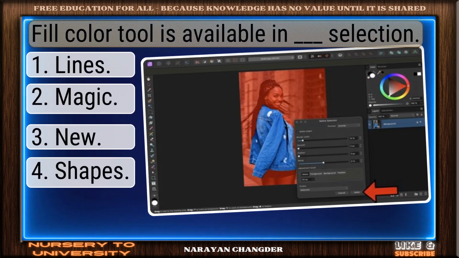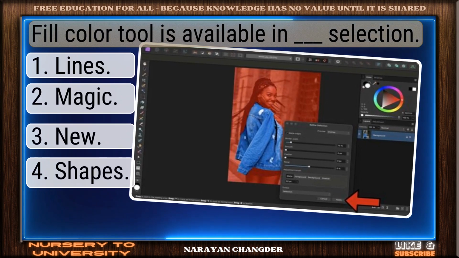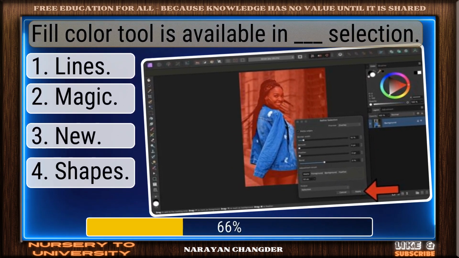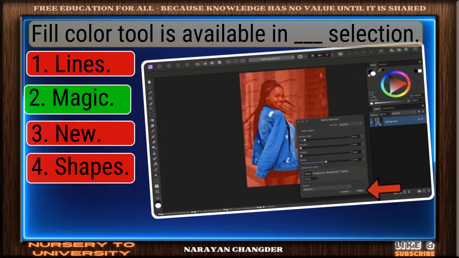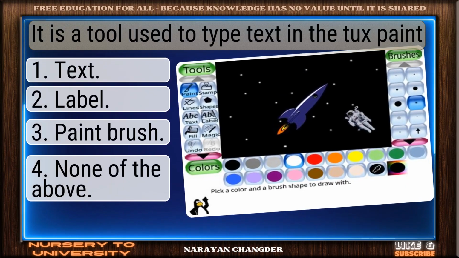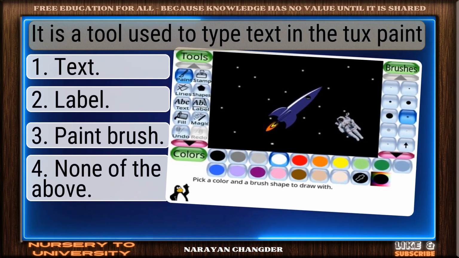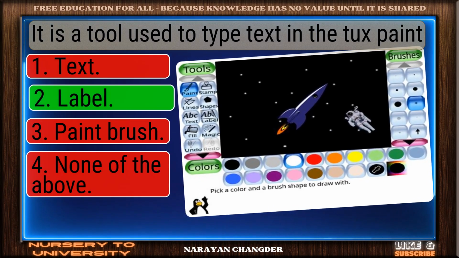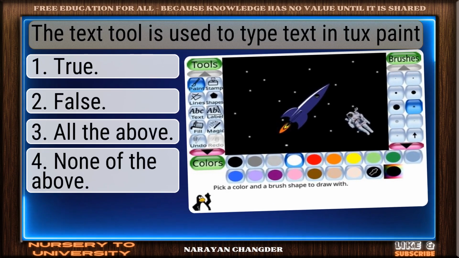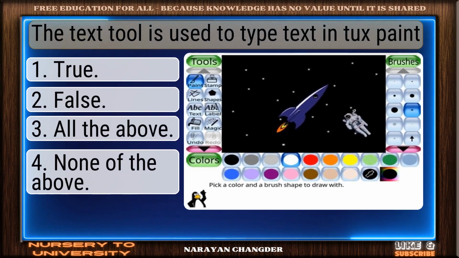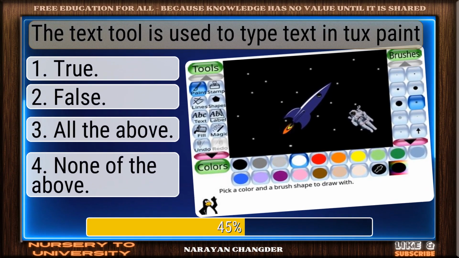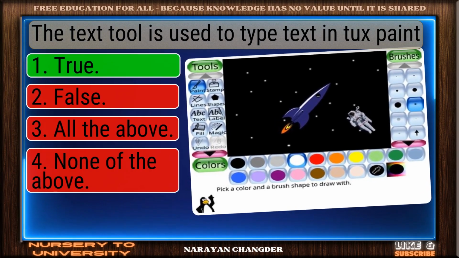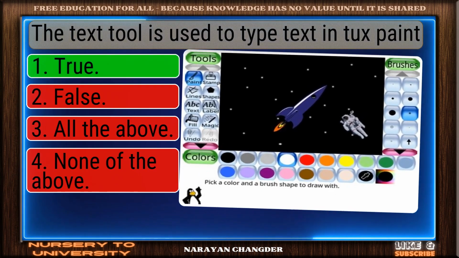Fill color tool is available in Dash selection. You got it? Magic. It is a tool used to type text in the Tux Paint. Nice work. Label fits perfectly. The text tool is used to type text in Tux Paint. You're right. True is correct.